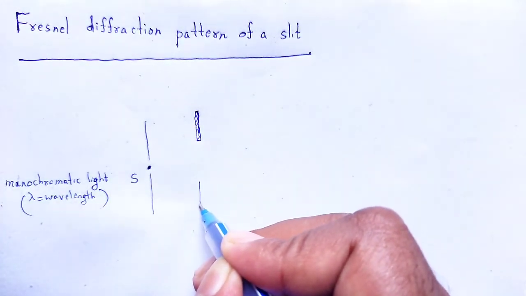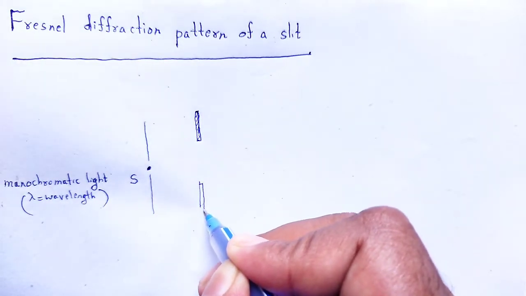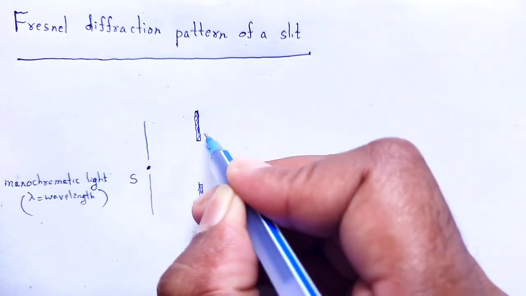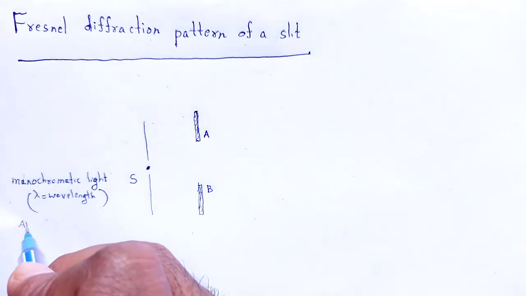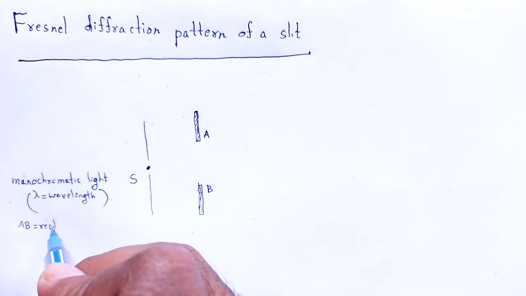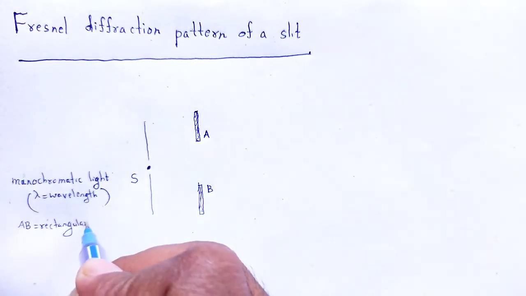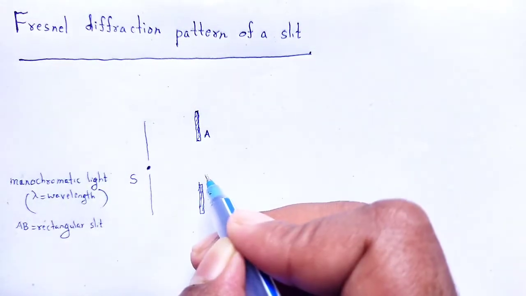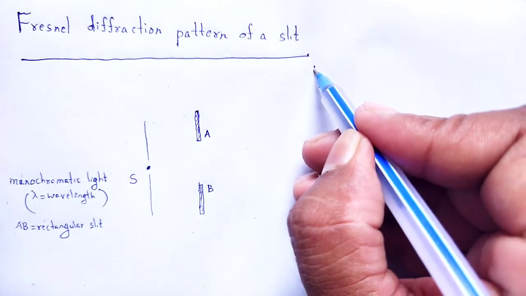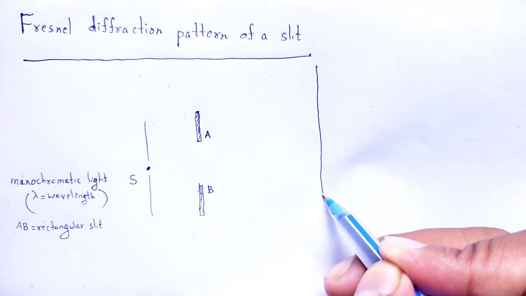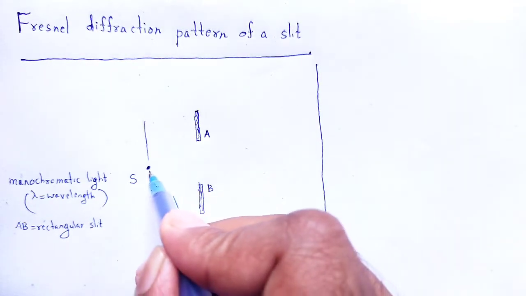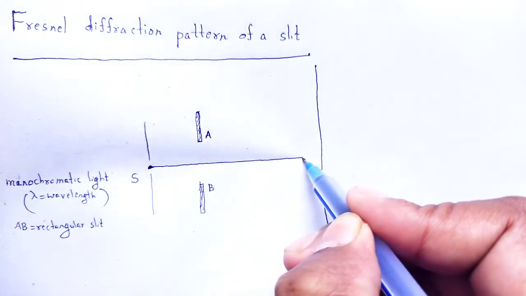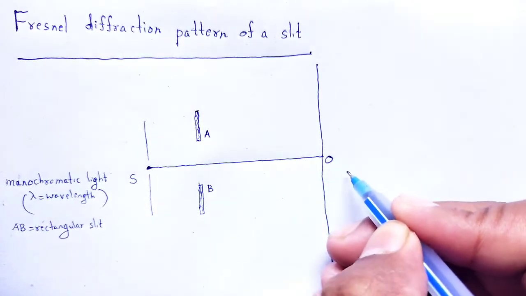Here AB is a rectangular slit, and at some particular distance we place a screen. O is the center of that screen.